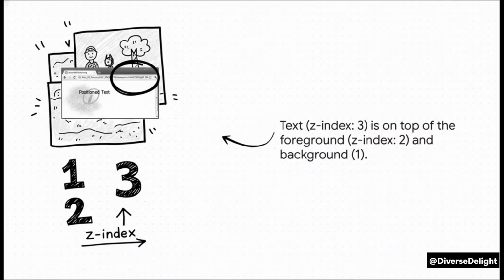And here is z-index in action. The background image has a z-index of 1. The foreground image is sitting on top of that with a z-index of 2. But the text, with the highest z-index of 3, comes out on top of everything. It's a really simple rule. The higher the number, the closer to your eyes it appears.